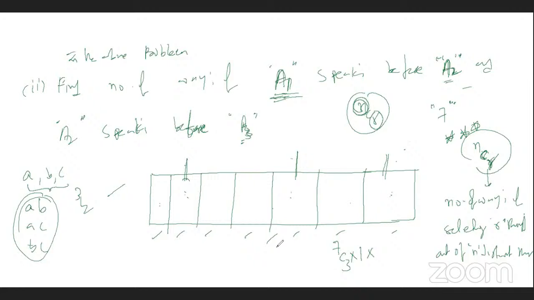Remaining how many persons are there? 4 persons, sir. 4 persons in 4 places I can arrange like 4 factorial. Expand this. 7 factorial by (7 minus 3) factorial, 4 factorial, 3 factorial into 4 factorial. అంటే నాకేం వచ్చింది? 7 factorial by 3 factorial.